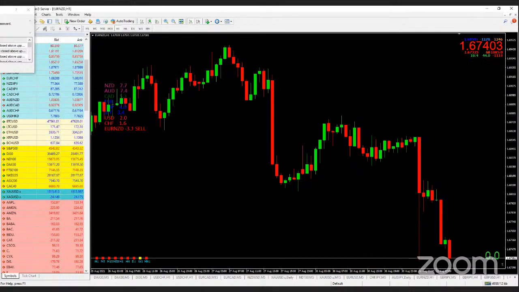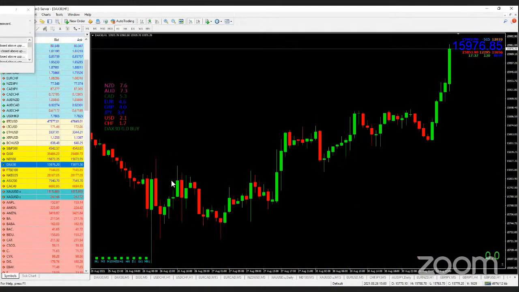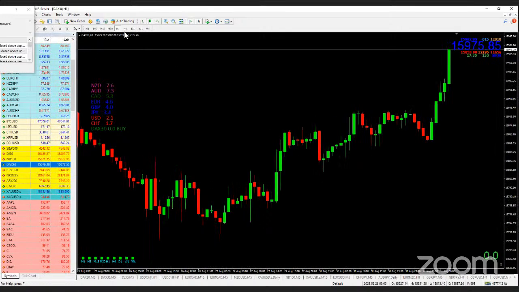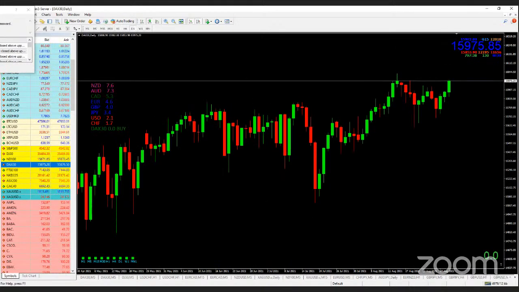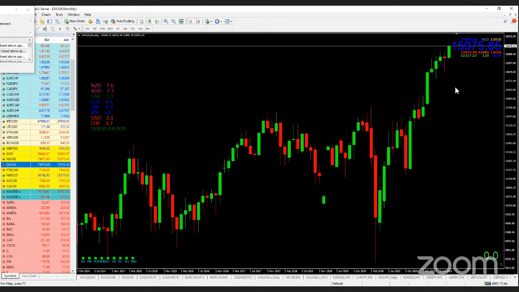So pairs that I tend to trade often include Euro, New Zealand dollar. I will also be looking at the DAX as well. Let's check the DAX. Okay, the DAX is pushing up. I mean, the DAX is at an all-time high.